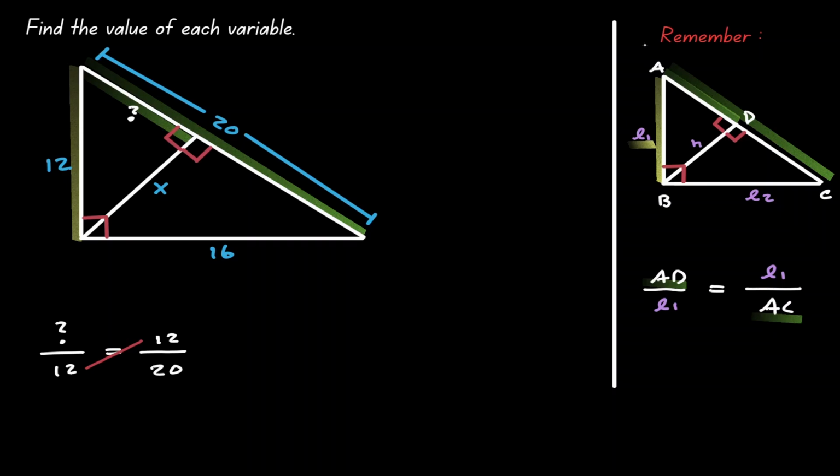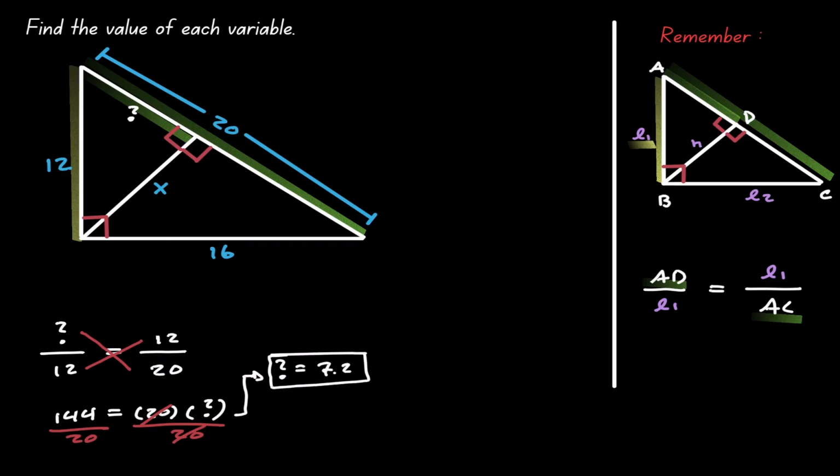If we cross multiply, that is 144. And if we cross multiply, that is going to be 20 times the question mark, which we're looking for. Notice that that's a multiplication, so let's get rid of the 20 by dividing. So now we know that the value of the question mark is 7.2. Let's put that down in our diagram. So if the whole hypotenuse has a length of 20, and this section has a length of 7.2, then this section that we were looking for would be equivalent to 20 minus 7.2, which is equal to 12.8.